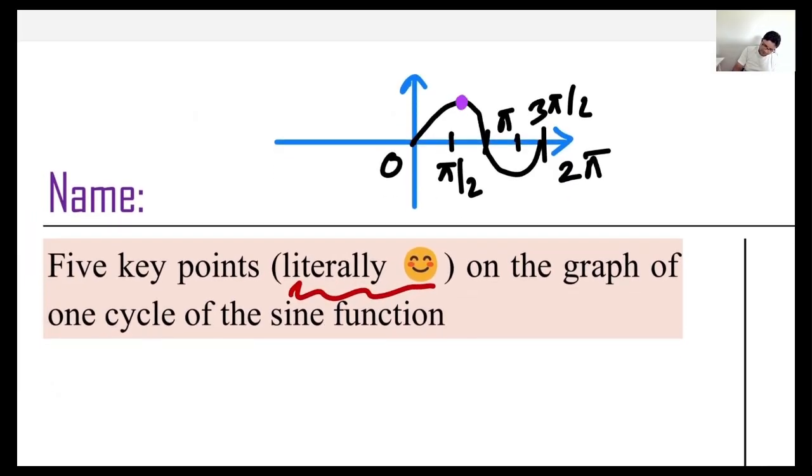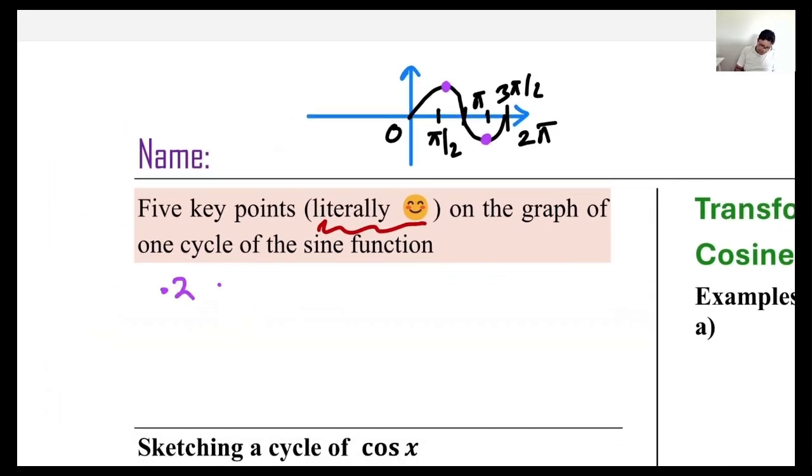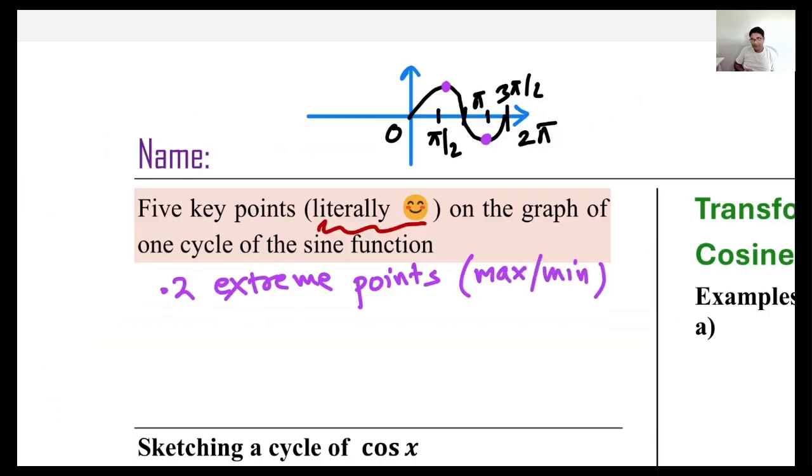Two points are this, the highest and the lowest points, or extreme points, which refer to max and min.